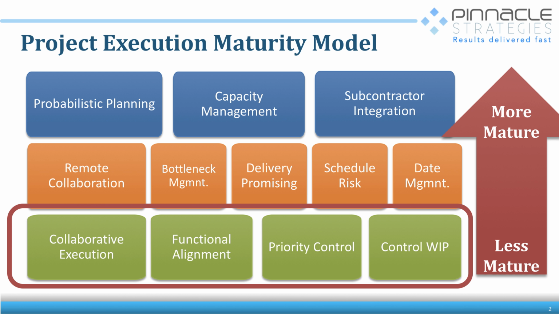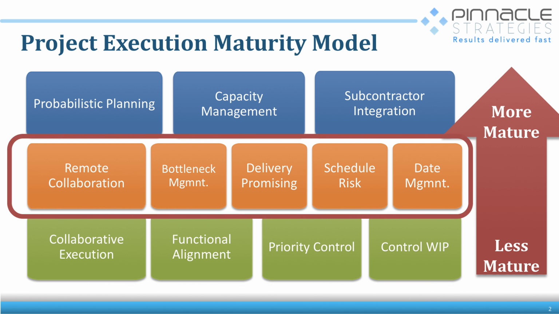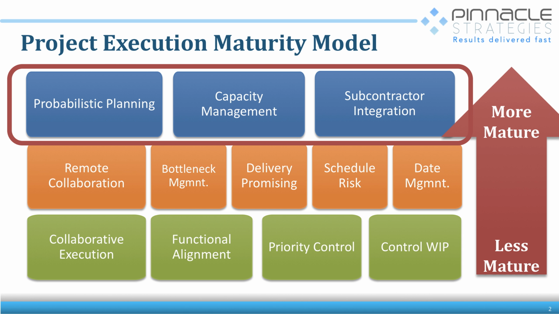The first level we call basic collaboration. This is fundamentals. How do we execute? How do we work together? I'll go into each one of these elements here in a minute, but you can see them on the screen there. Collaborative execution, functional alignment, priority control, and controlling work in progress. The next level is called basic or improved coordination, which builds on those behaviors, and then finally integrated planning and scheduling. And I'll talk about each one of these in turn here in a second.